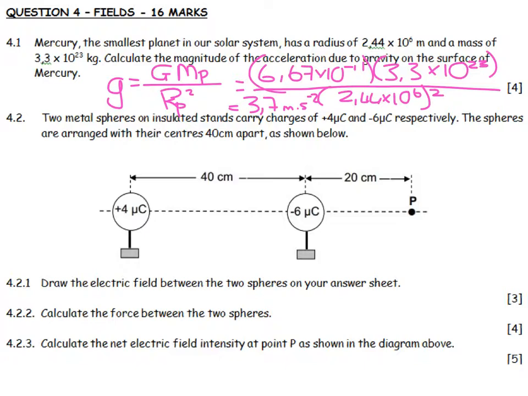Two metal spheres on insulated stands carry these charges. The spheres are arranged with their centers 40 centimeters apart, so that's done like that. Draw the electric field between the two spheres on your answer sheet.